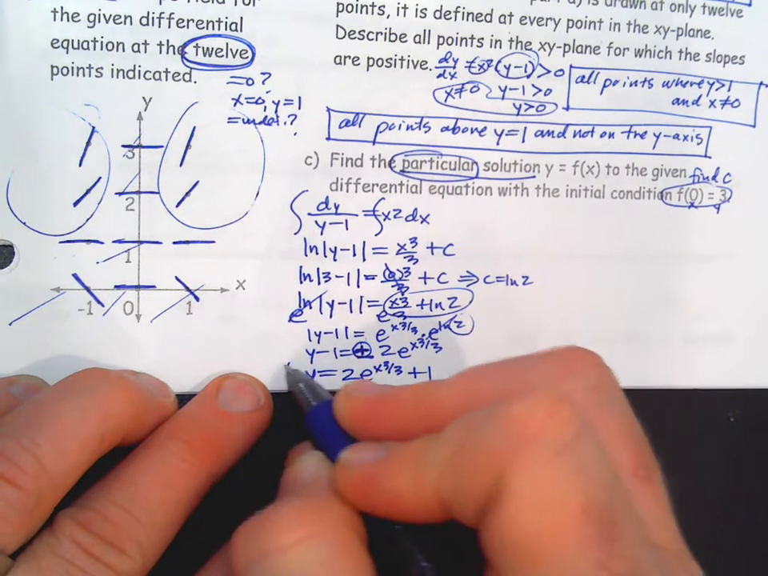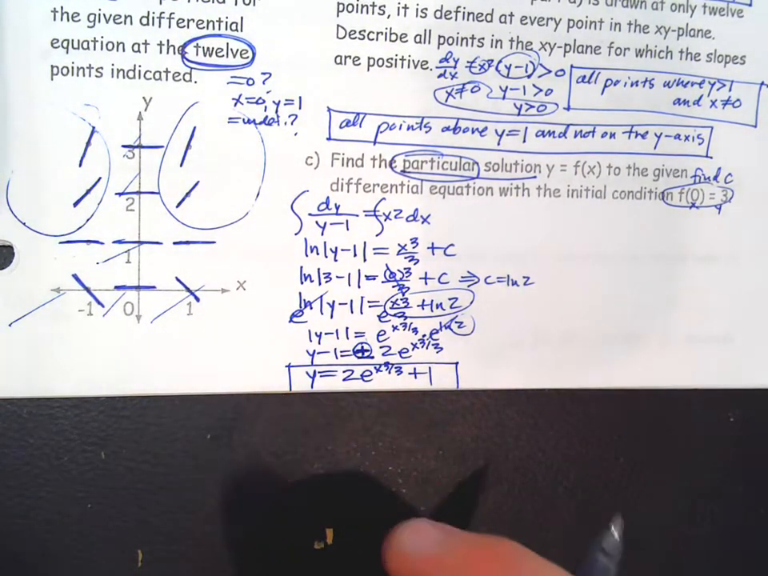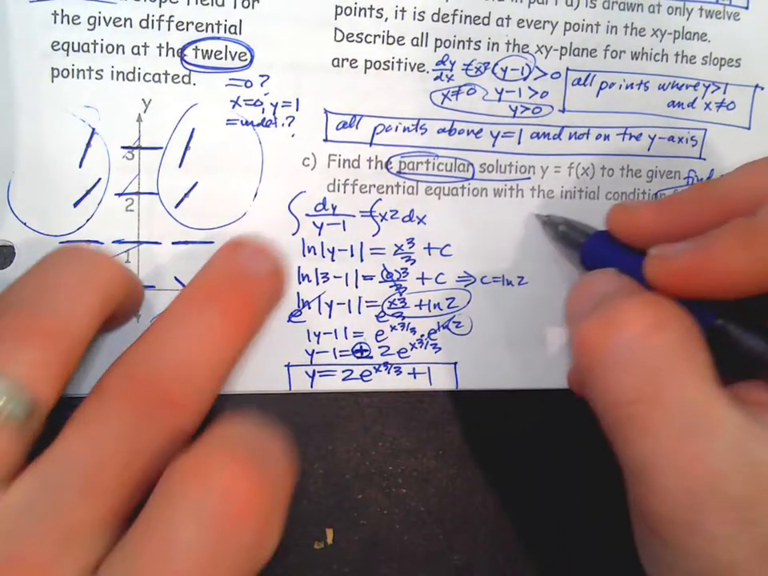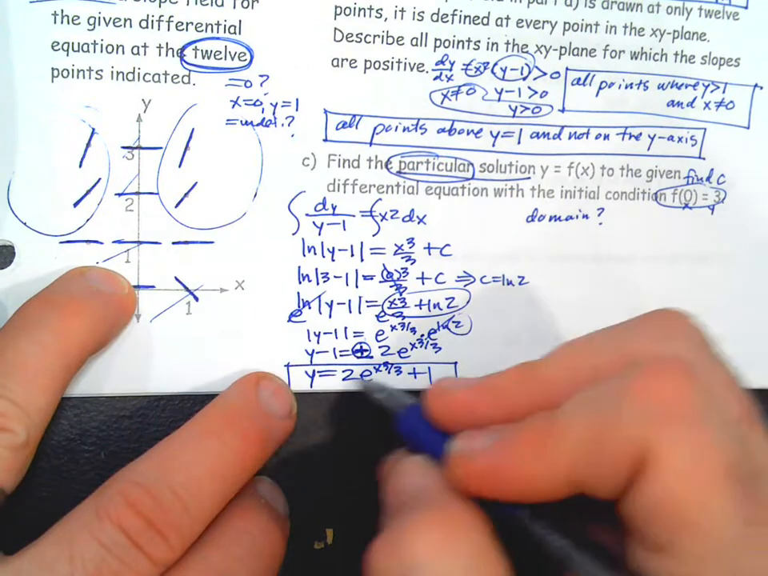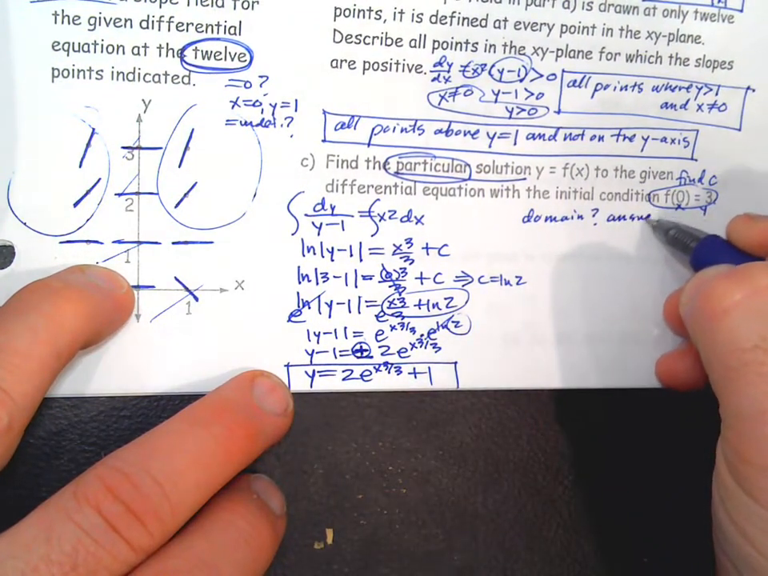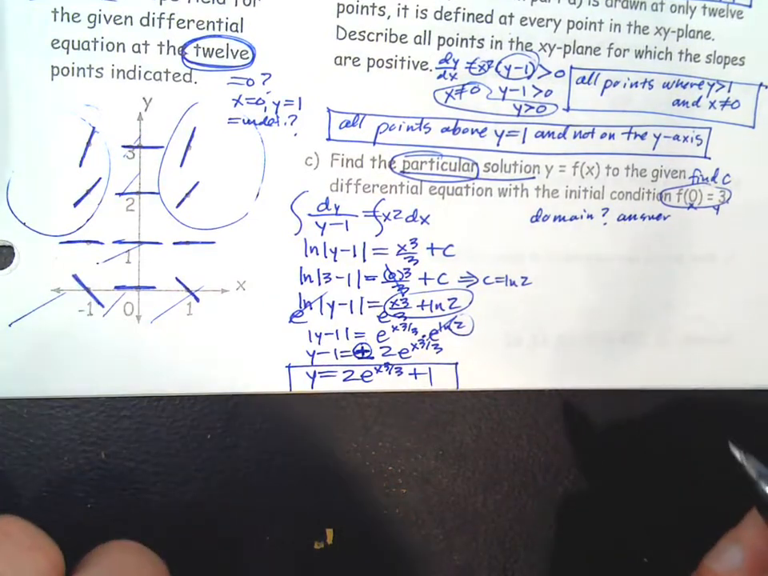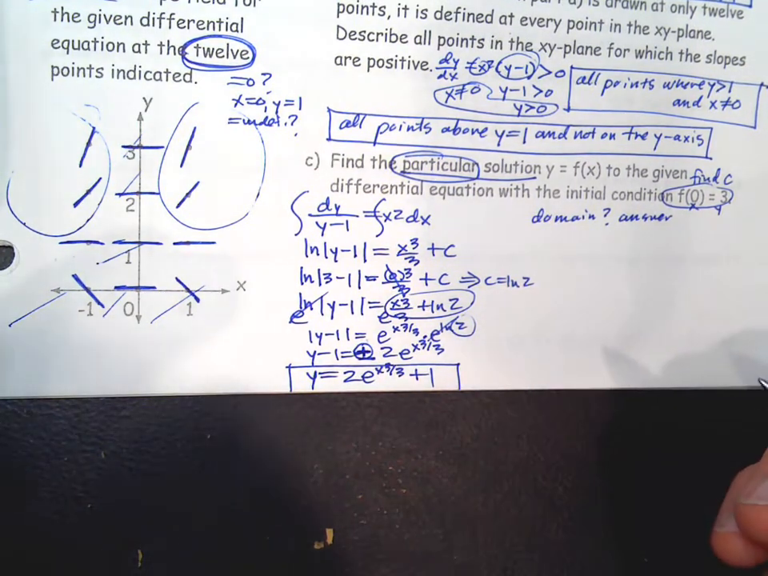So that's your solution. That's the particular solution, a specific solution. But you also need to state the domain. Now, the domain depends on your answer. Are there any issues with domain? Any division by 0, natural logs of negatives or 0, even roots of negatives.